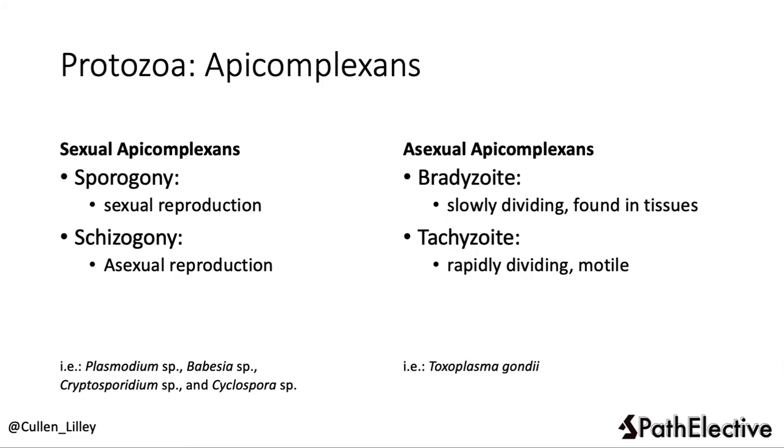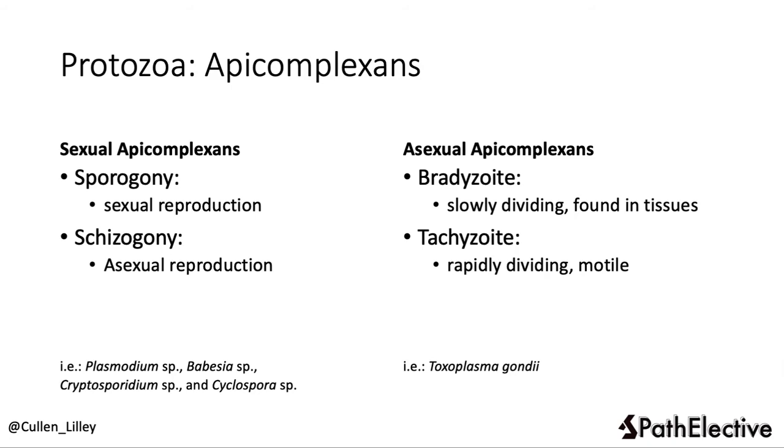Apicomplexans, they're complex. They're also some of the most important protozoans and some of the most important pathogens in the world. They have sexual apicomplexans and asexual apicomplexans. So the sexual apicomplexans will have a kind of sporogony. They'll also have a schizogony. The schizogony is going to be the asexual reproduction, and the sporogony is going to be the sexual reproduction. Examples of sexual apicomplexans would be Plasmodium, Babesia, Cryptosporidium, Cyclospora, etc.